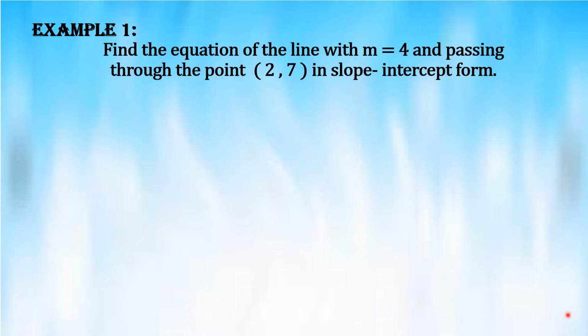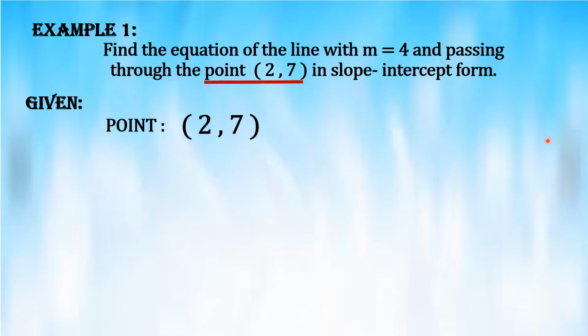Okay, so let's have example number 1. Find the equation of the line with m equals 4 and passing through the point 2 and 7 in slope-intercept form. So our first step is to write our given, so that we have a guide. Have your point. So our point is 2 and 7. Then our slope is the m. So you have positive 4.